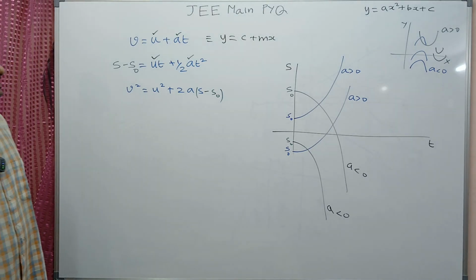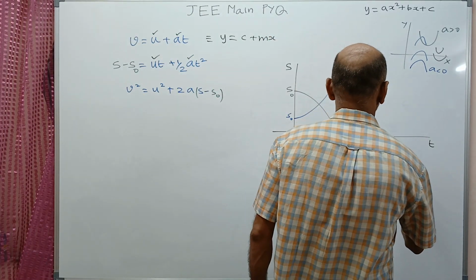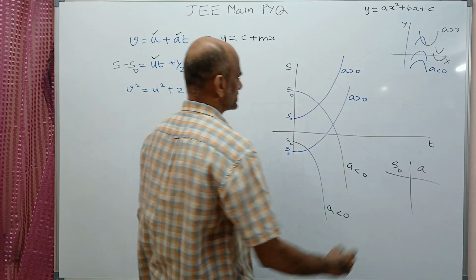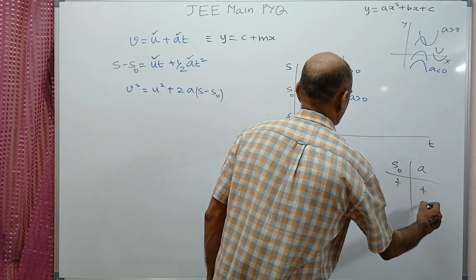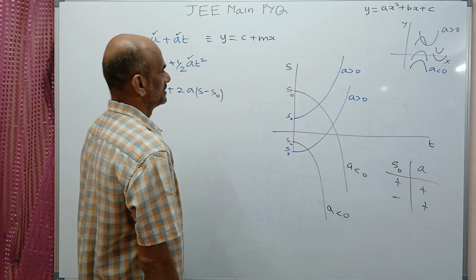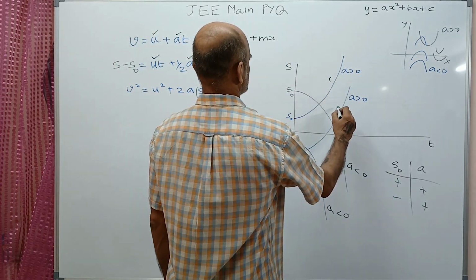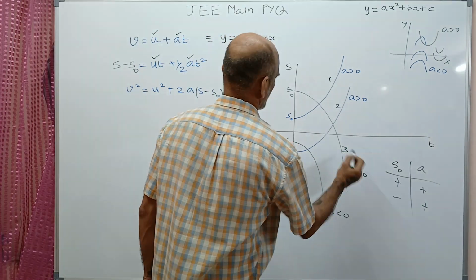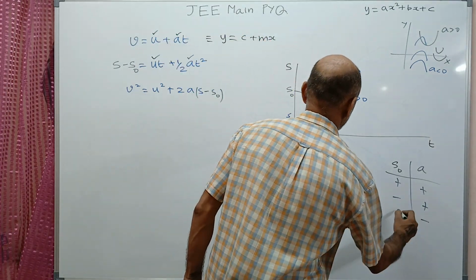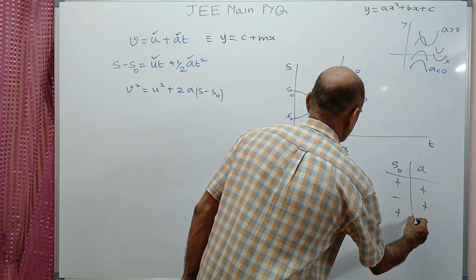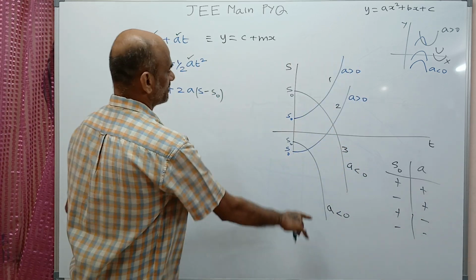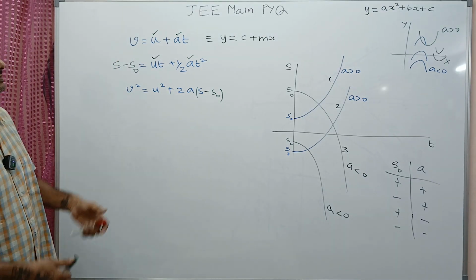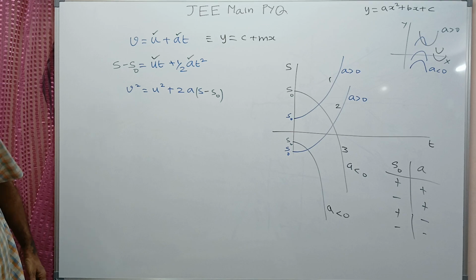So here also there are 4 cases depending on the sign of s naught and a. The first case is both positive. The second case, a is positive but s naught is negative. The third case, a is negative, s naught is positive. And then the fourth case, both are negative: an inverted parabola and s naught is also negative. So this is how the graph of the second equation will look.